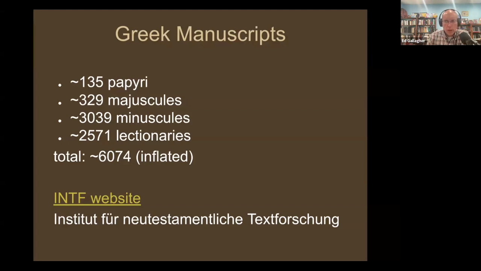That's the smaller handwriting, the cursive handwriting, which picked up in about the 9th century and sort of replaced the majuscule handwriting pretty quickly thereafter. And that category goes up until the 15th, 16th centuries.